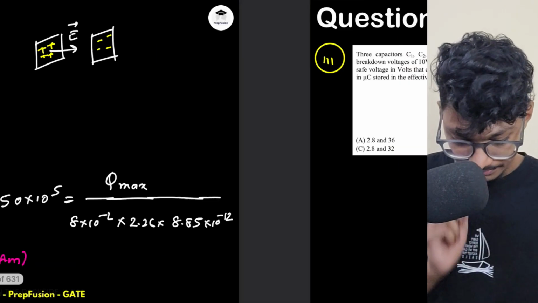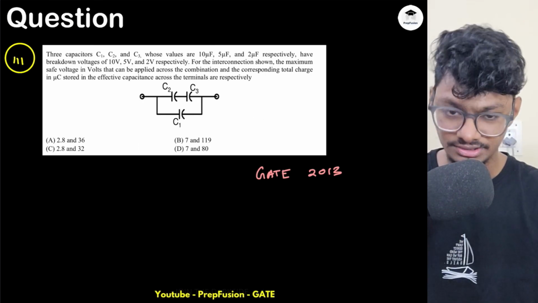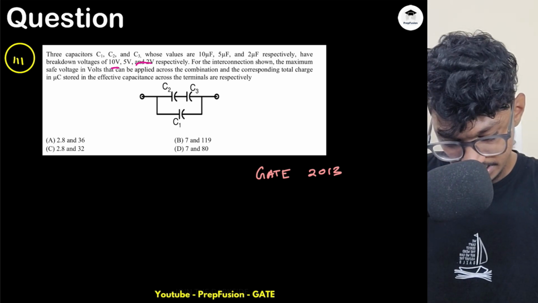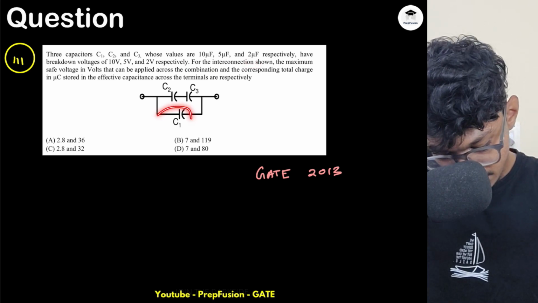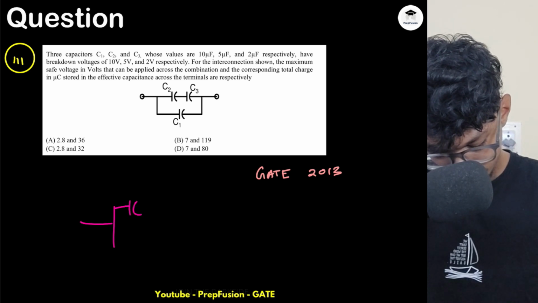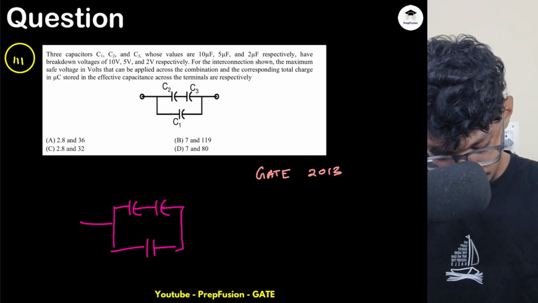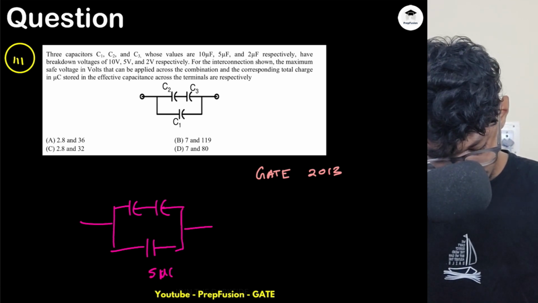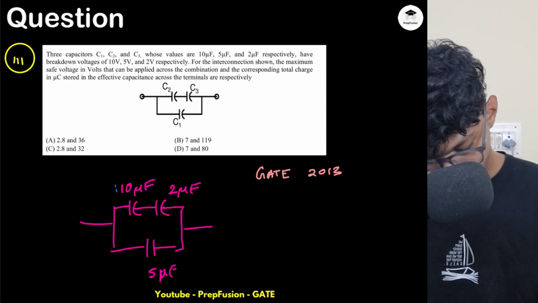Okay, so this one I will solve. Actually this is a good question. So 3 capacitors are given, C1, C2 and C3, whose values are 10 microfarad, 5 microfarad, 2 microfarad respectively. Sorry, C1 is 10 microfarad, C2 is 5 microfarad, and C3 is 2 microfarad.